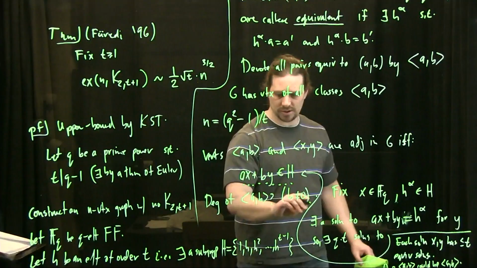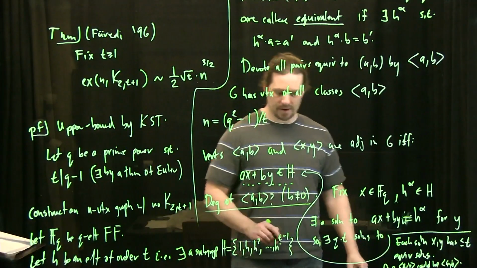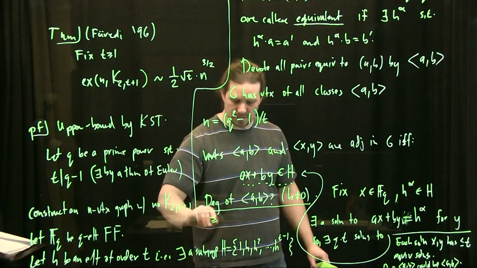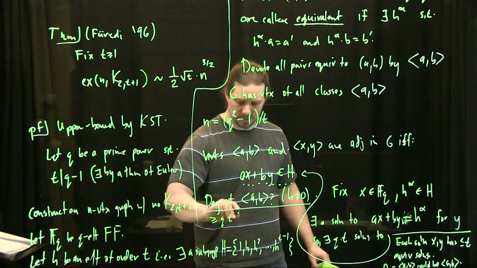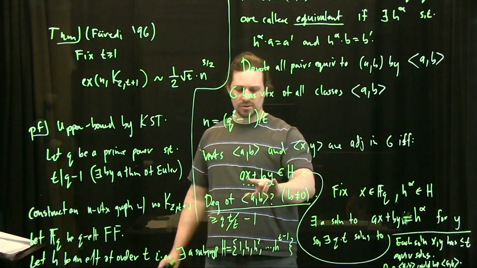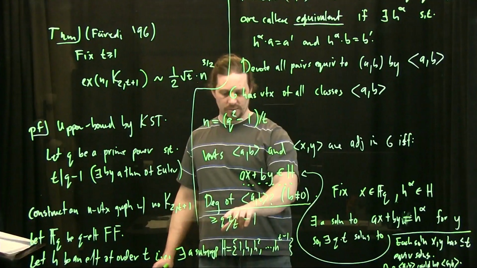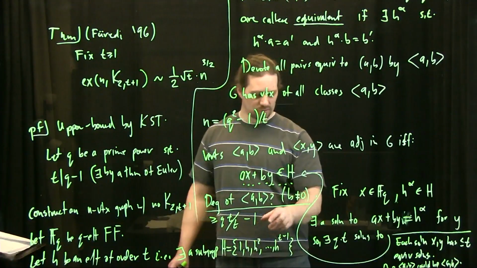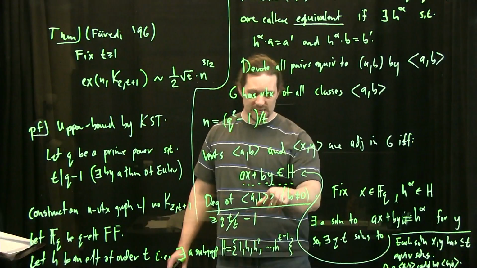So that answers the question here. What's the degree of that? It's at least Q times T divided by T, minus 1. Q times T solutions XY, that's how many there are. However, among all those solutions, each of them comes in blocks of T.